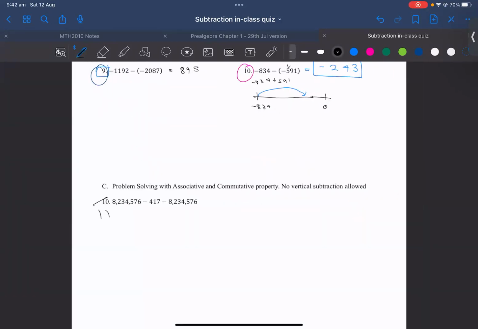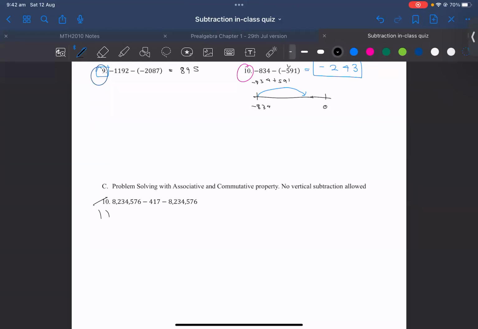Okay, now we go to the problem solving ones. It's problem solving with the associative and commutative property. Question 11. What's the answer to that one? Yep, Emma. 417. Positive or negative? It's close, but it's negative 470.